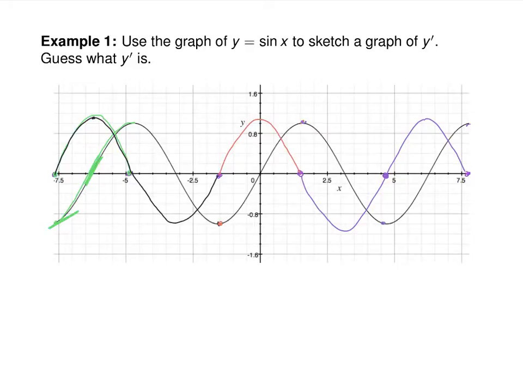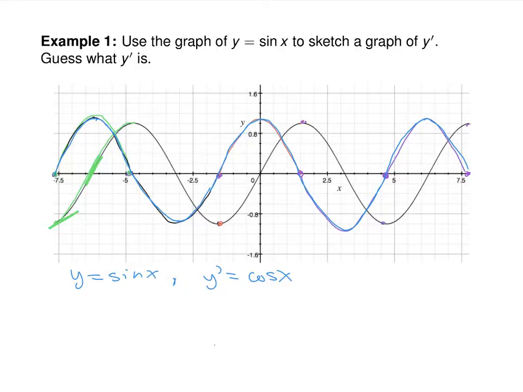I'll sketch it a little bit darker and all in one color. Isn't that the sine of x? Sine of x is the original function. The one that I'm drawing in blue is, yes, it is cosine of x. Yep. So if y is equal to sine x, y prime is equal to cosine x.